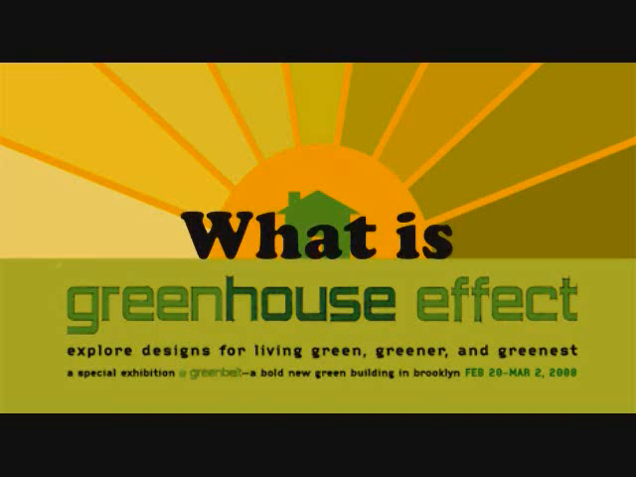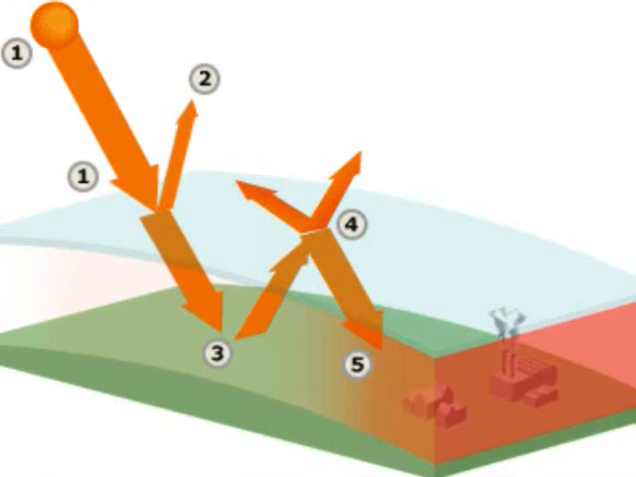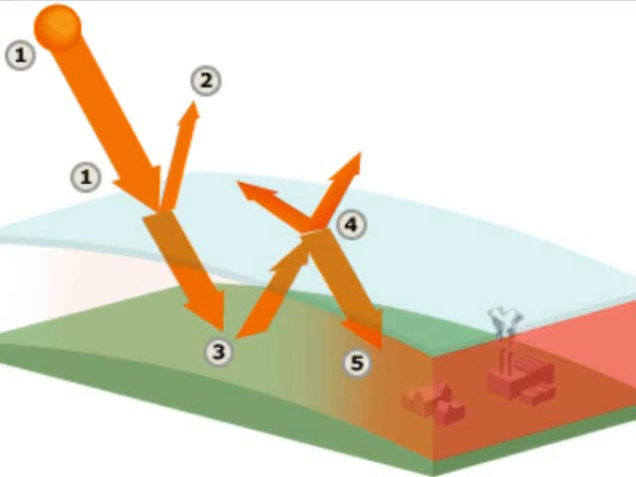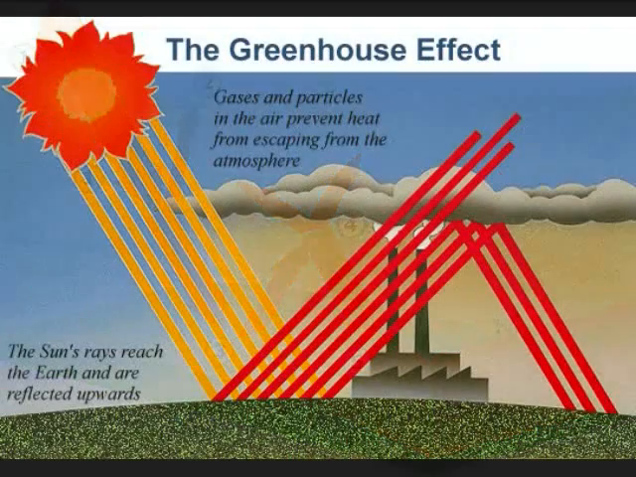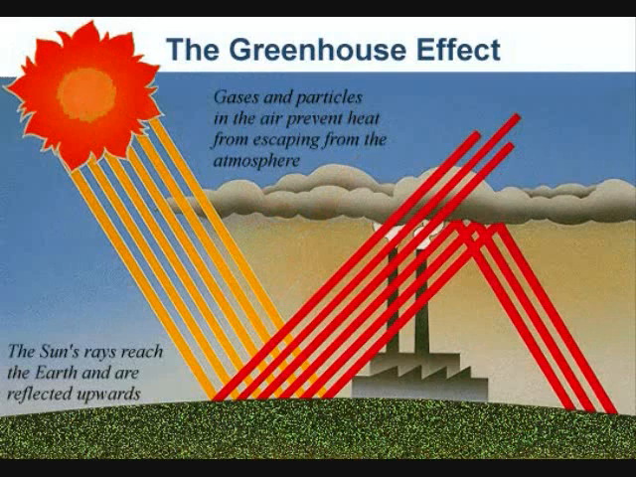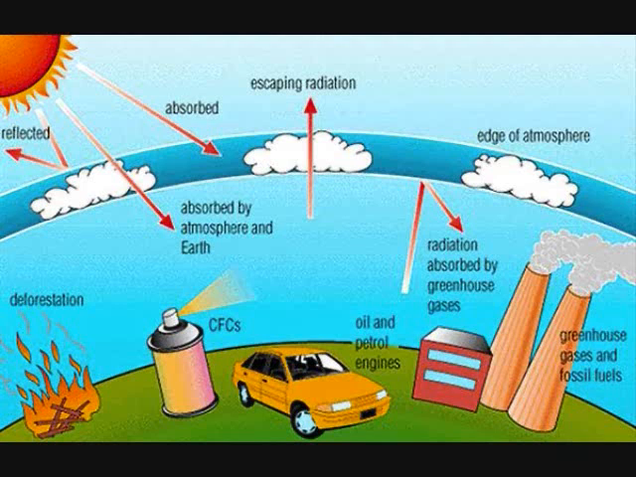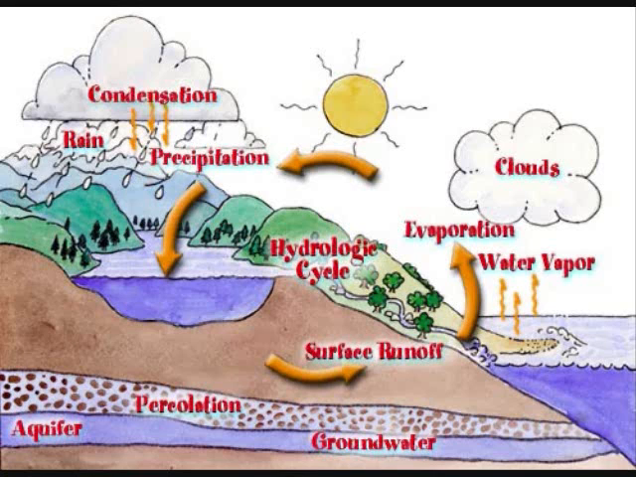So what is greenhouse effect? Greenhouse effect refers to the process by which the gases in the atmosphere near the surface of the Earth trap the heat that is radiated by the Earth's surface and re-emit it downwards. These gases are called the greenhouse gases or the GHGs and include water vapor, clouds, carbon dioxide, methane, and others.